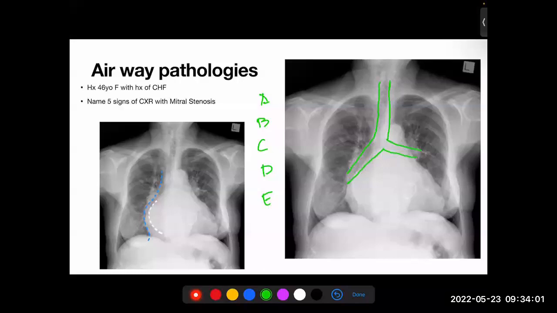The bifurcation is wider than usual. If you look at that bifurcation compared to this other one, is it not wider than the normal bifurcation? It is. Even if you don't agree with this, Harper, you have to make a word for it. So there is widening. So widening of the tracheal bifurcation is called splaying of the carina.